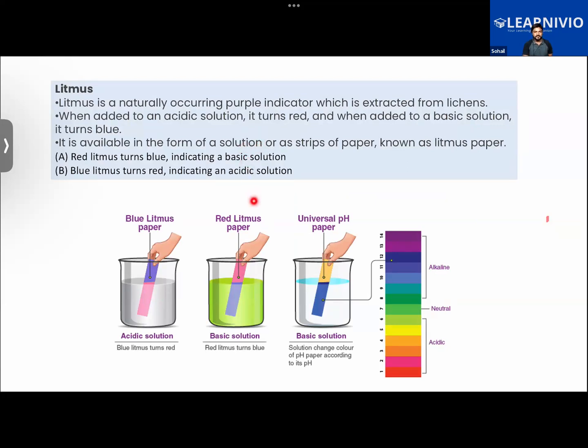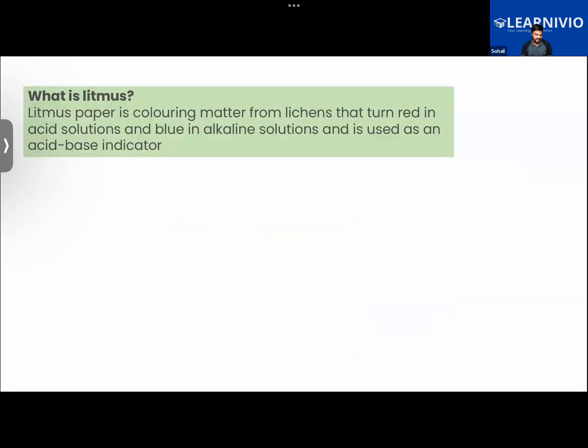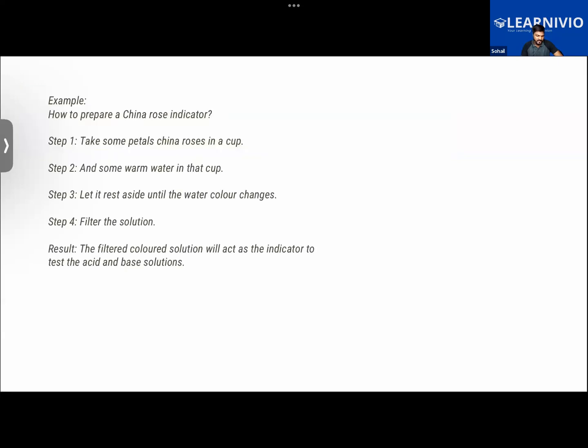So we have two colored litmus papers, one blue and the other red. If you dip the blue litmus paper in an acidic solution, we know it turns red. Or otherwise, the red litmus paper will turn blue in a basic solution. So this color change indicates whether the substance is acidic or basic. Getting it now? That is the case of litmus paper. It's a coloring matter which we derive from lichens that turns red in acid solution while blue in alkaline or basic solution. Thereby this is how it is used.